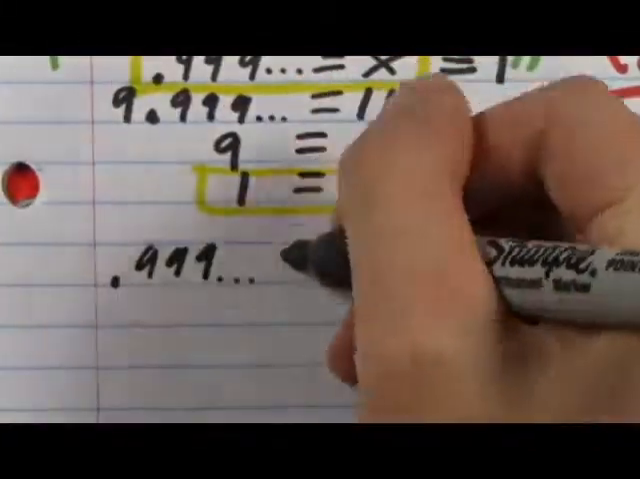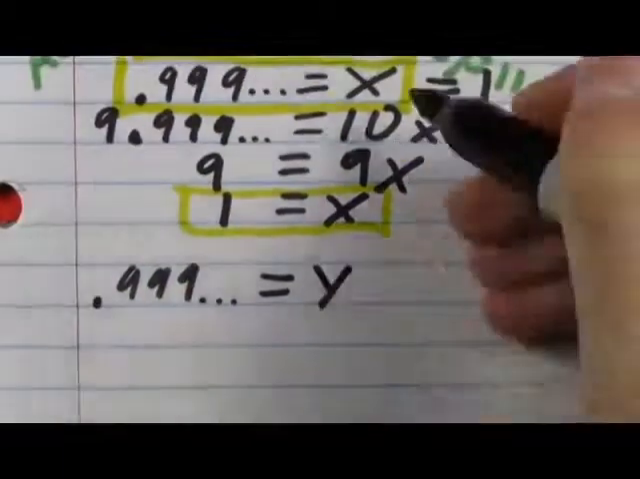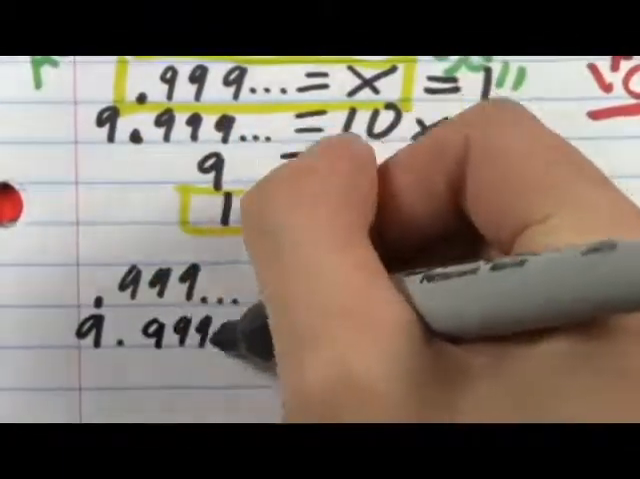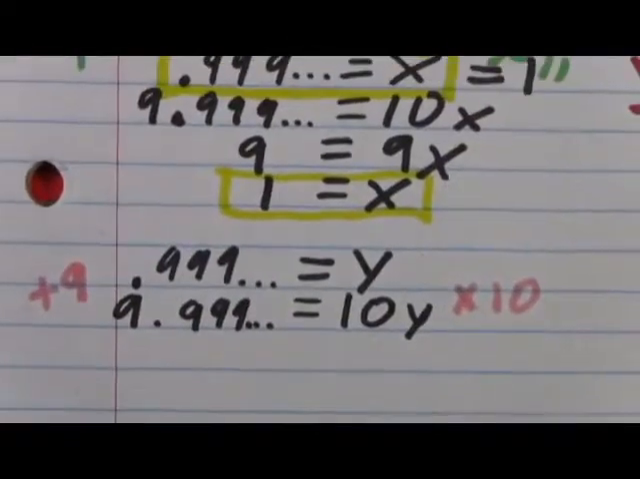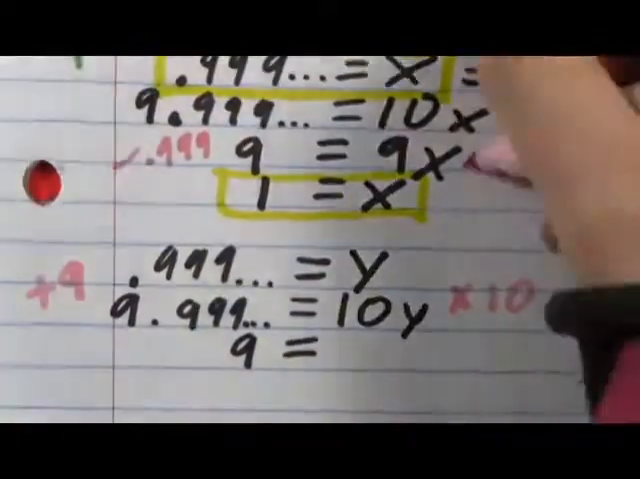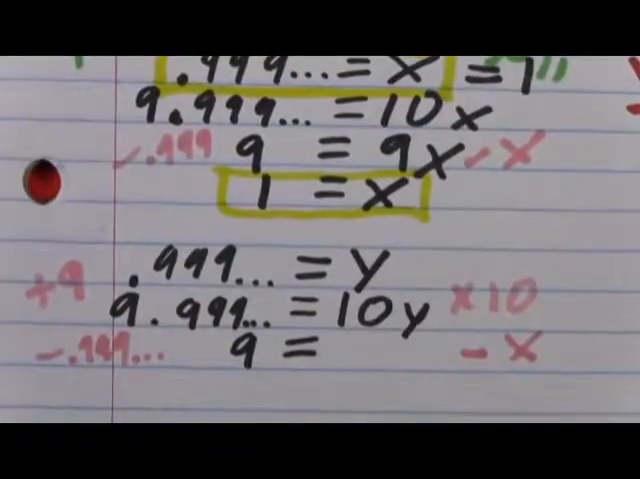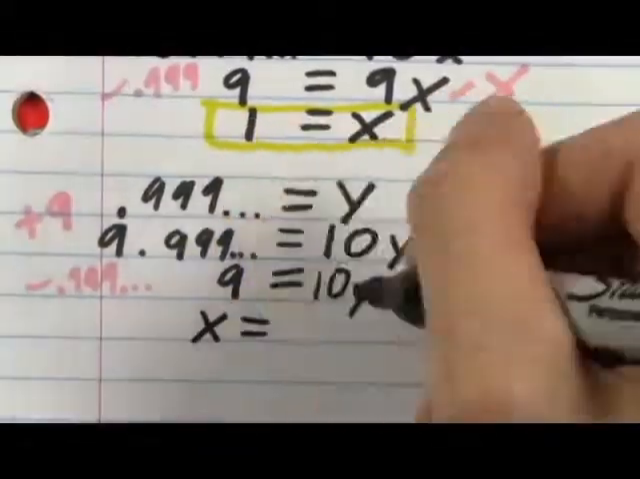But say we set it equal to y instead and move forward. Next you multiply it by 10 on one side, but look, on the other side you're adding 9. How is that the same thing? And then you subtract 0.9 repeating from one side and x from the other. So you get 9 on this side and 10y minus x on the other. See, you can't prove anything.